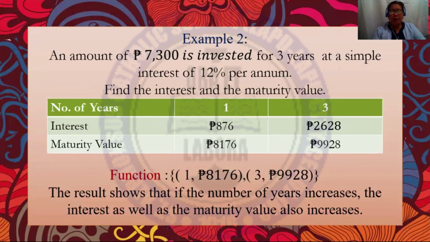representing in a set of ordered pairs, we have 1 for 1 year and 8,176 for the maturity value. And 3 for 3 years and the maturity value is 9,928. The result shows that if the number of years increases, the interest as well as the maturity value also increases.